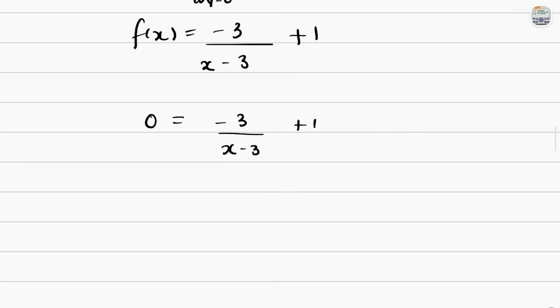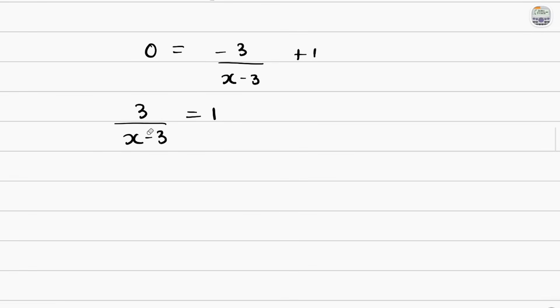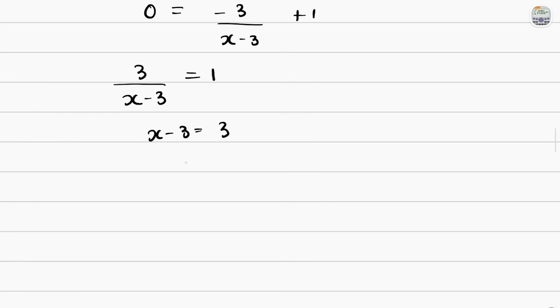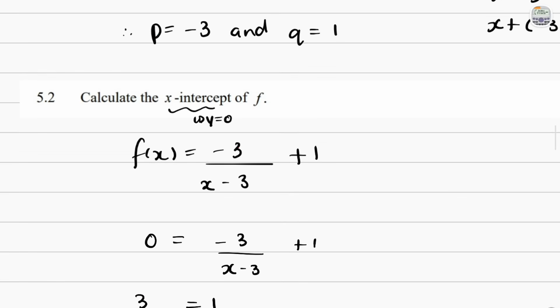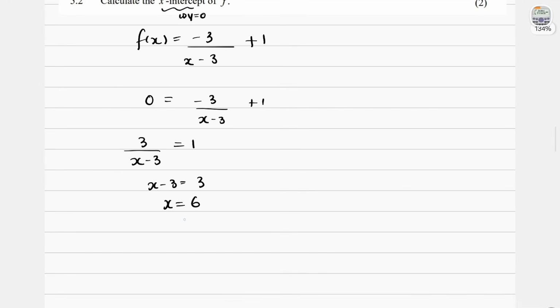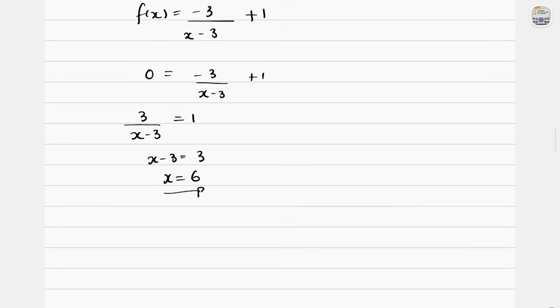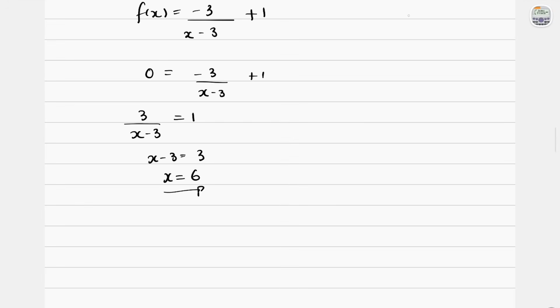If you transpose this to make it positive, it's now 3 over x minus 3 equals 1. Then you can cross multiply. x minus 3 times 1 stays x minus 3, and 3 times this invisible denominator of 1 stays 3. If you transpose, that becomes plus 3, and so x is equal to 6. They just want the x-intercept and didn't say the coordinates, so we can just say x equals 6 is our answer. Moving on to the next question.